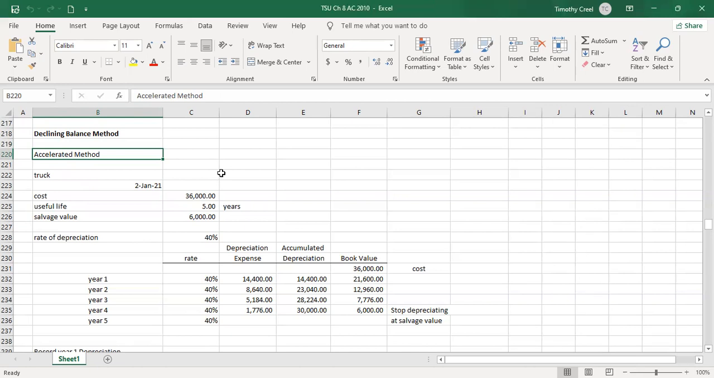Basically, what companies can do is they can use this method, and they're going to get a lot more depreciation expense on the front end, which is going to allow them to lower their net income and pay less in taxes. So they're going to get to recoup the cost of the equipment more on the front end rather than waiting. So a lot of companies do really like this method. So let's look at an example. So again, let's say on January 2nd, we purchased a truck for $36,000, useful life of 5 years, salvage value of $6,000. This is basically the same example we've used in the other ones.